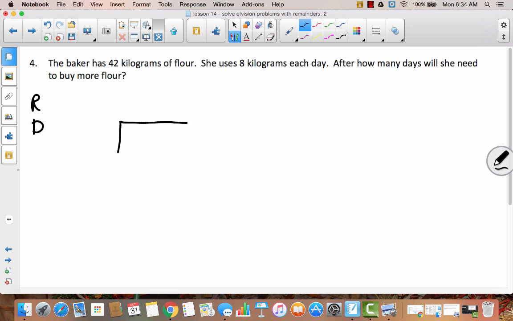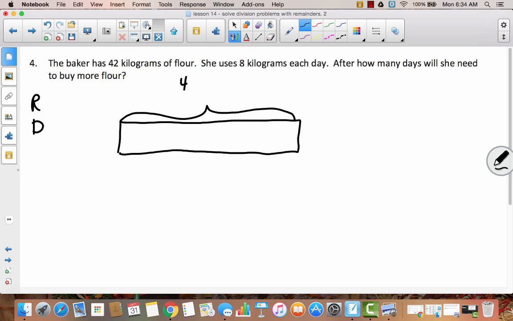We know the total. Every time today we've known the total. And again, we know that she has 42 kilograms of flour. Now we know that she uses 8 kilograms each day. We want to know how many days. So again, is this 8 kilograms each day? Does this tell us the number of groups or the number in each group? Well, this tells us the number in each group. We know that she's going to have 8 in each group or in each day, and we're trying to figure out how many days. So again, I'm trying to figure out how many 8s I can get out of 42, and that will tell me how many days she will have before she needs to buy more flour.